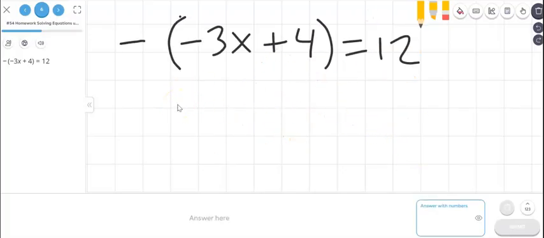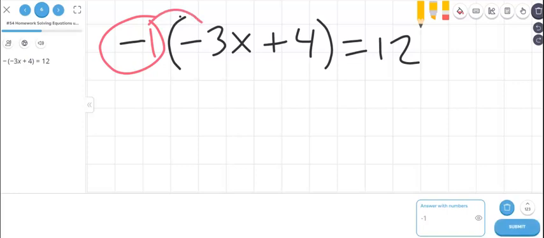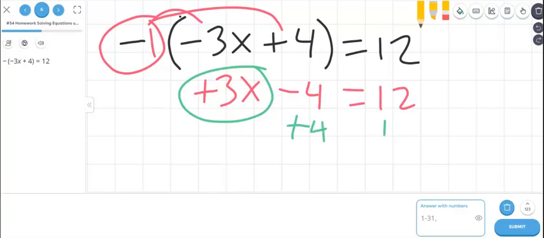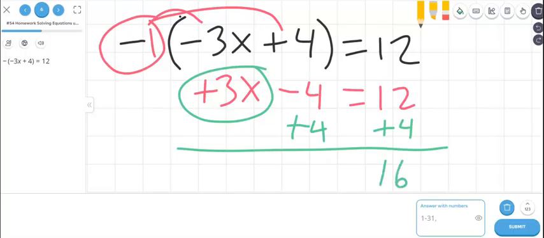Alright, so on this one, it's a negative outside the parenthesis. It might help you if you put a 1 there. So you're going to distribute the negative 1. That's going to make that a positive 3x. And then this one's going to make that a negative 4 equals 12. Then go ahead and do plus 4, plus 4. So that's 16 equals 3x.